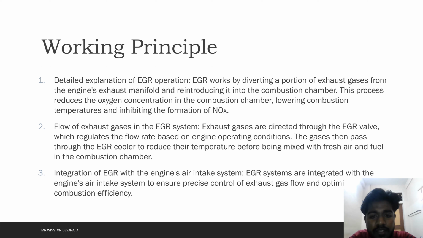EGR operation is basically recirculating the excess gas, but there should be some control over how much to recirculate, how long the valve should open, and how much flow of exhaust gas should be recirculated into the combustion chamber. Integration of EGR with the engine air intake system is the main thing. EGR systems are integrated with the engine air intake system to ensure precise control of exhaust flow, and optimum combustion efficiency is the main point to remember from this slide.